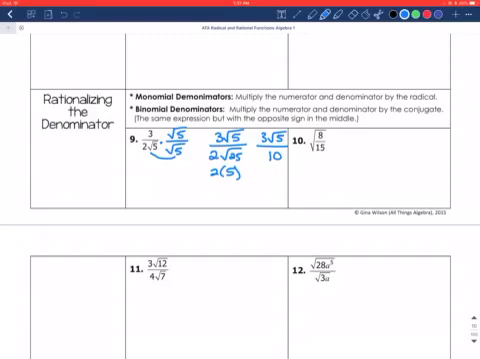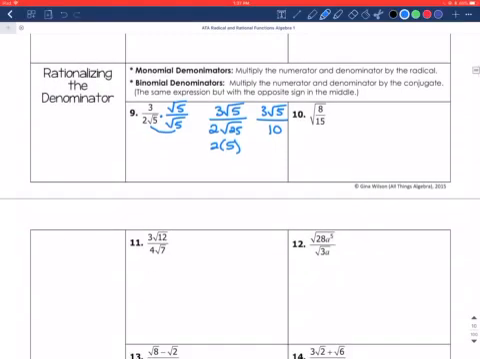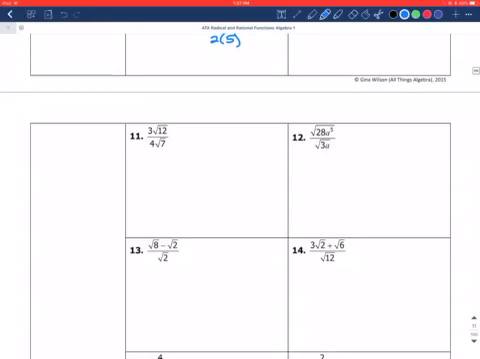That is perfectly fine. Okay, so for the next one, for number 11, we'll do the same thing, but understand that we don't need to multiply by everything. We don't need to multiply by the 4 square roots of 7. We just need to multiply by the square root of 7. The 4 is perfectly fine to be underneath the radical. What is not fine is a radical in the denominator. You can't have a radical there.